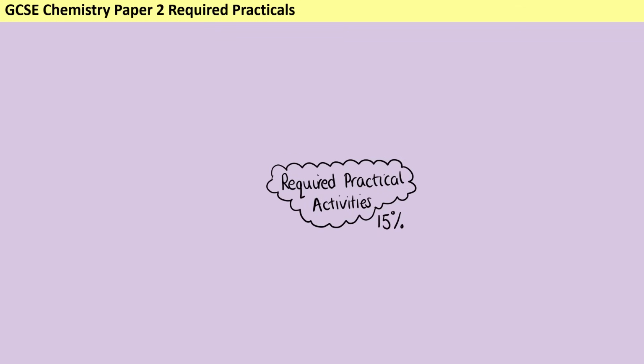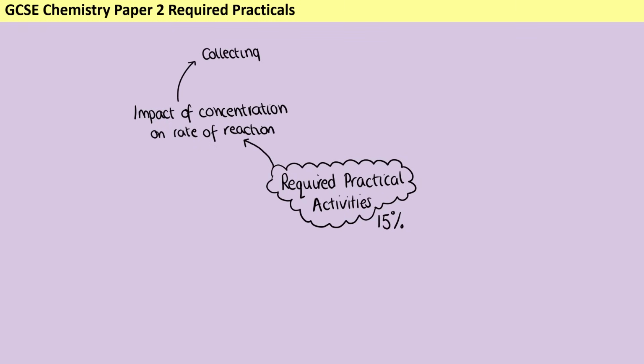The first required practical in GCSE Chemistry Paper 2 is about investigating the impact of changing concentration on the rate of reaction. But actually, this is 2 different practical activities. There's one in which we measure the rate by collecting some gas, and that could be either in a gas syringe or collecting it over water. And then there's another investigation where we're examining turbidity, which means cloudiness. So this is the experiment that you might think of as the disappearing cross experiment.